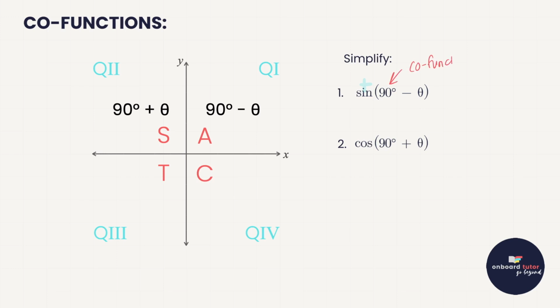Cofunction. Okay, the minute I see 90, I think cofunction. And so this then becomes positive cos theta. I can reduce it using its cofunction value. Okay, cos of 90 plus.